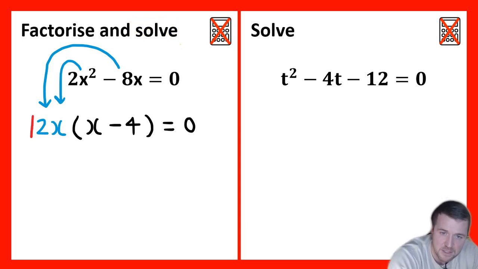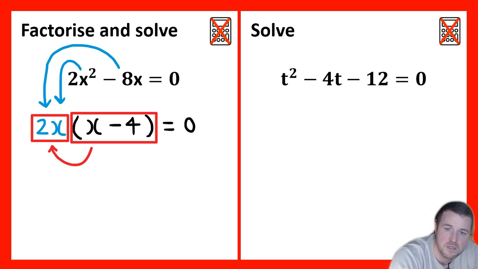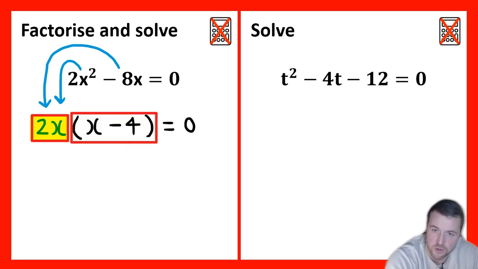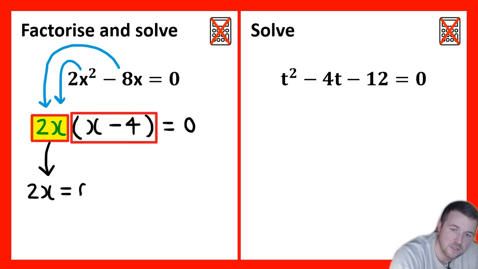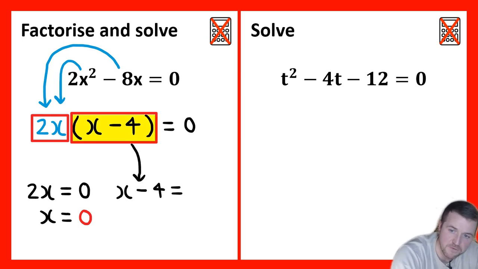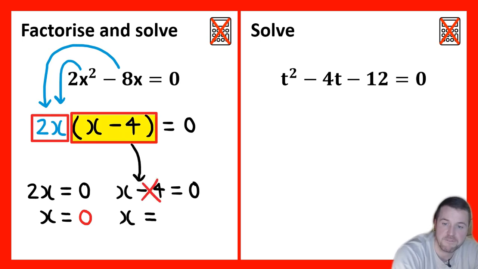Notice we have 2x bracket x minus 4. This means that we're multiplying 2x by the bracket. If I do something multiplied by something else and I end up with an answer of 0, the only way of achieving 0 would be if one of the things I multiplied by was equal to 0. Hence, we'll end up with two solutions in this case, where 2x could be equal to 0, therefore x would be equal to 0, and secondly, where x minus 4 is equal to 0, I can add 4 to both sides, and therefore x would be equal to 4.